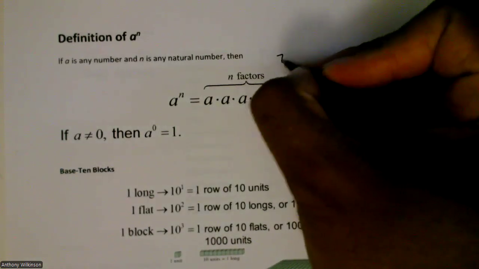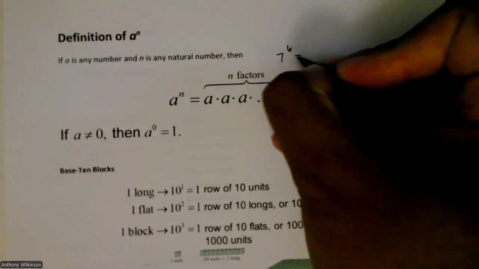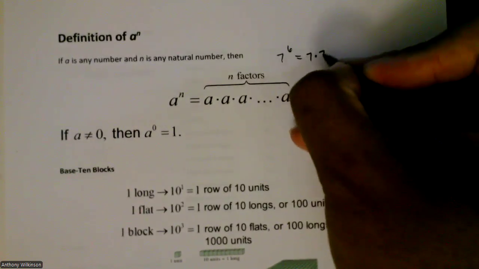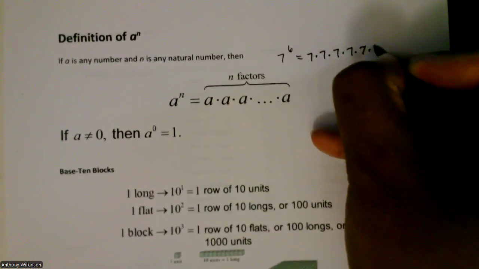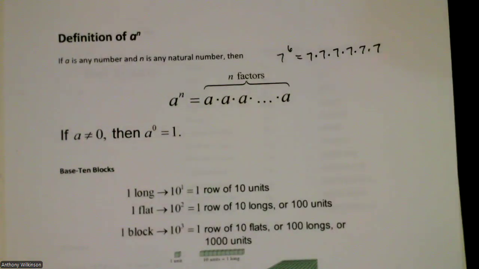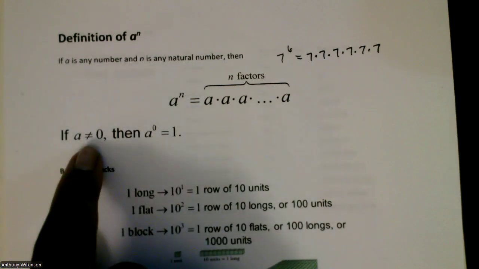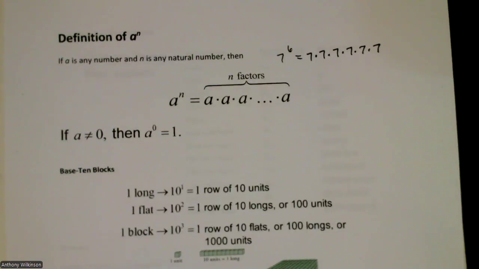So it's something like 7 to the 6th power. We expand that as 7 times 7 times 7 times 7 times 7 times 7. In other words, in this case, that exponent of 6 tells us that 7 will be used as a factor 6 times. Now, if a is not equal to 0, then that means that a to the power of 0 is equal to 1. In other words, any non-zero number to the power of 0 is automatically going to be 1.